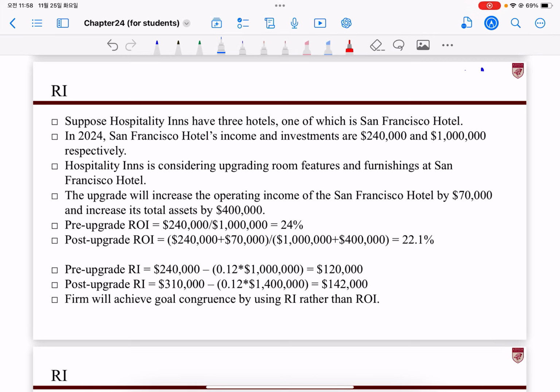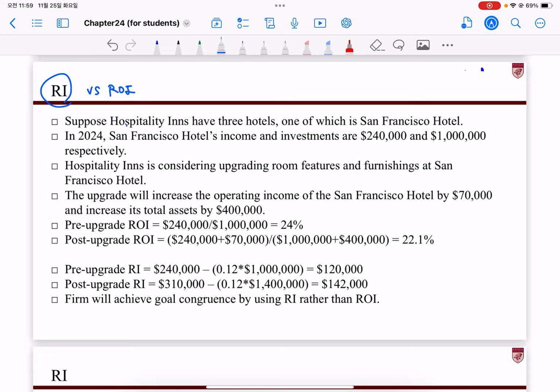Okay, now we are going to look at an example of ROI. In this case, we are going to see the comparison between ROI and RI and see why some people use RI over ROI.